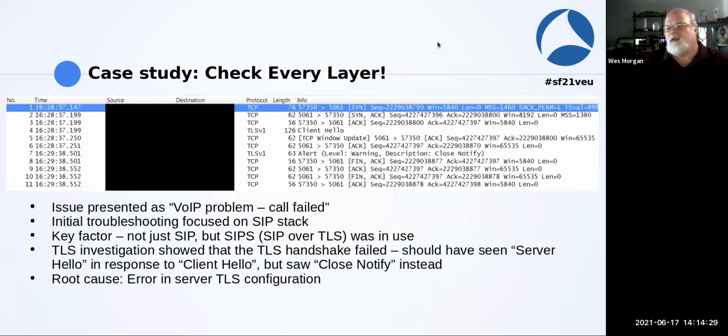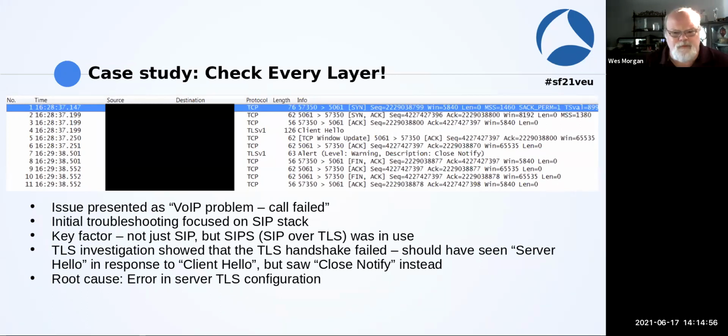Moving on. You have to check every layer of troubleshooting. You may have a problem brought to your attention, but it's brought to you with an incomplete or erroneous definition. So let's take a look at this example.